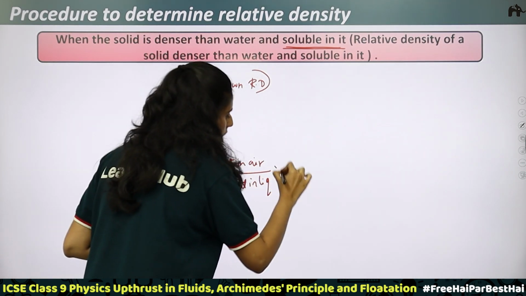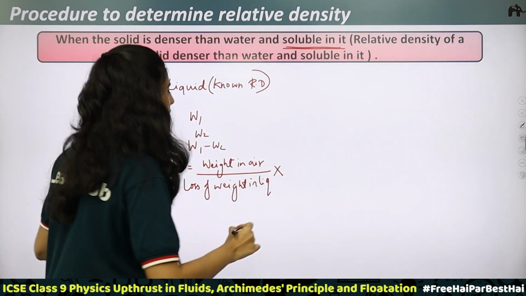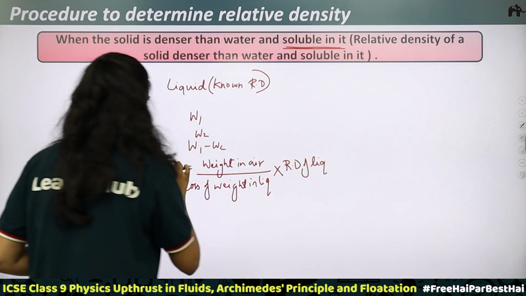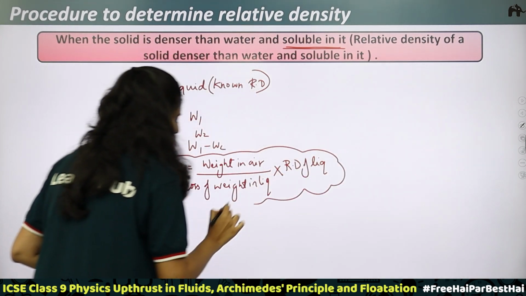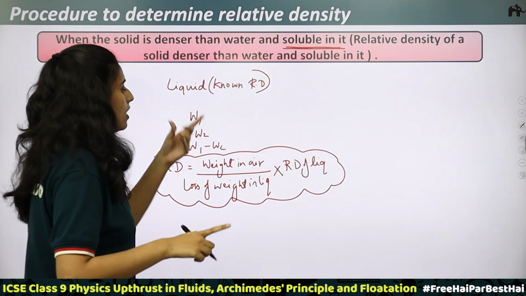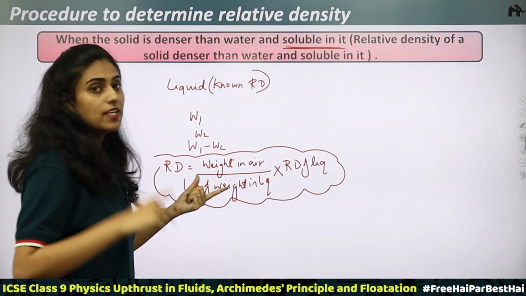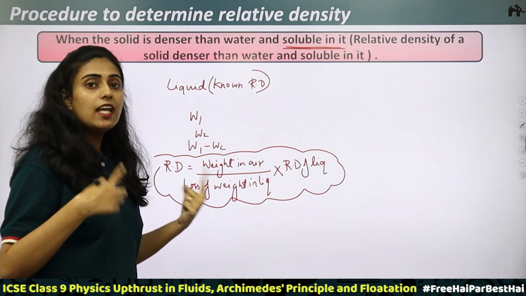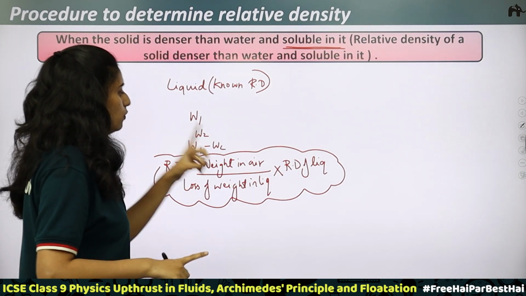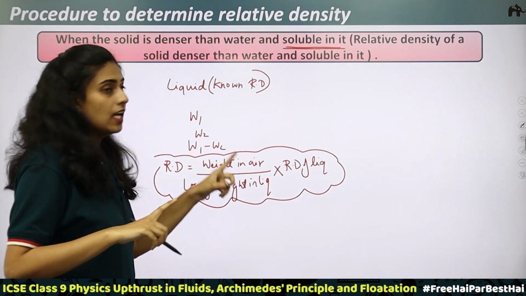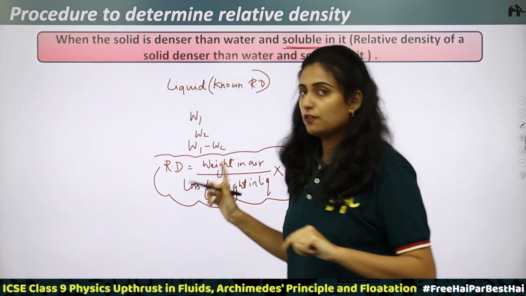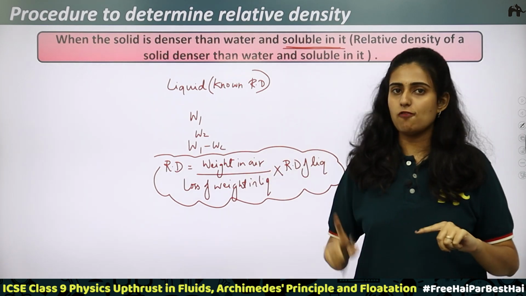So here now you will have to multiply with this the relative density of the liquid which we have taken. Then we can find the relative density of the solid. Normally, relative density of the solid is equal to weight in air divided by loss of weight in water. Instead of water, if you are taking any other liquid of known relative density, then the relative density of the solid will be equal to weight in air divided by loss of weight in the liquid, into the relative density of liquid. Okay. So this is how you will find when the solid is soluble in water.